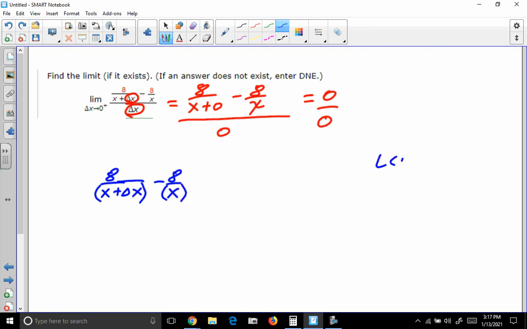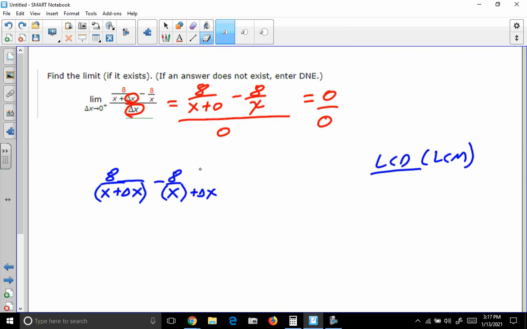So if we're getting our least common denominator, remember a least common denominator is a common multiple of both of these. So we can't simply just add delta x on top and bottom. That doesn't work. We can multiply top and bottom by the same thing, but we can't add to top and bottom by the same thing. That doesn't maintain equivalence.